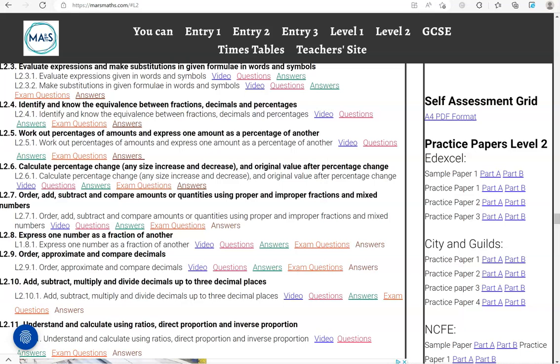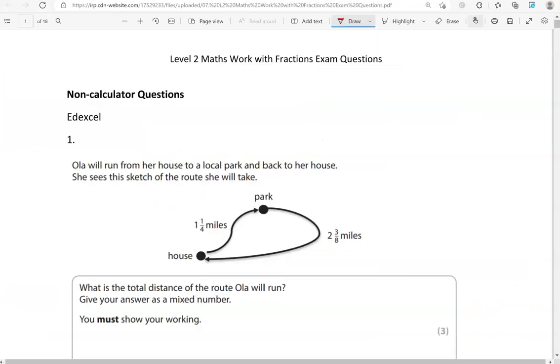In this video, we'll go through exam questions that cover the criteria order, add, subtract and compare amounts or quantities using proper and improper fractions and mixed numbers. You can locate the questions on the mathsmaths.com website under Level 2. The questions come from different exam boards. We'll start with the non-calculated questions and then we'll move to the calculated questions.